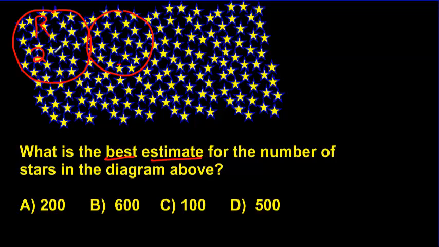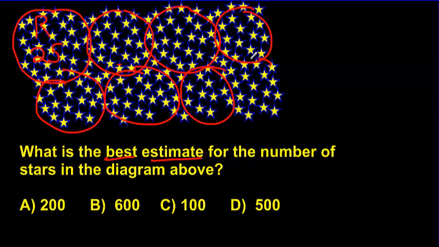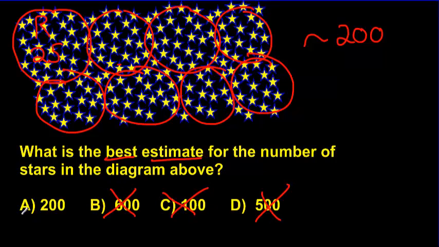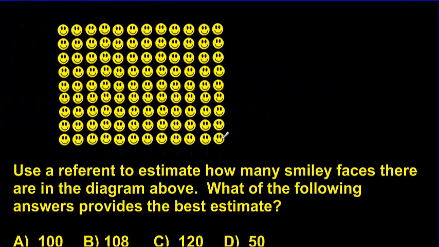R has 25. Now I'm just going to make circles that are pretty close in size. So 25, 50, 75, 100, 125, 150, 175, 200. I get about 200. I hope you did too. So 100 is too low, 500 is too big, 600, 200. Look, it's right on.